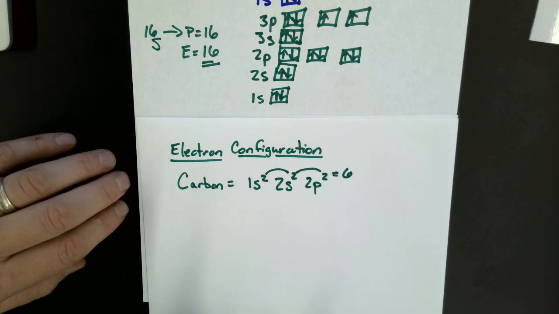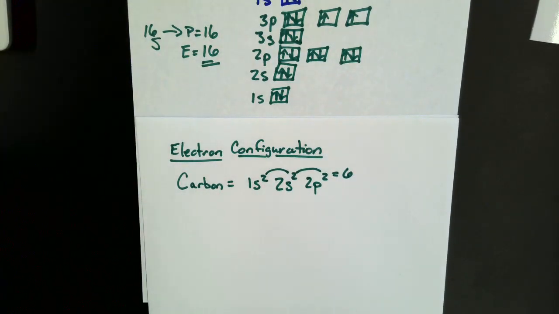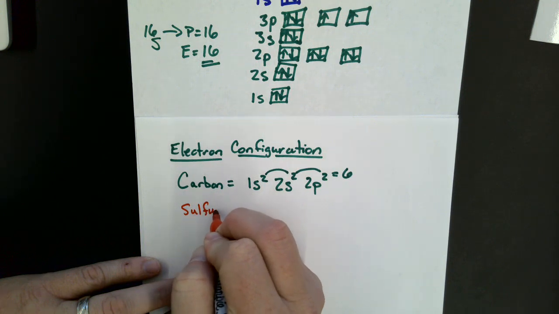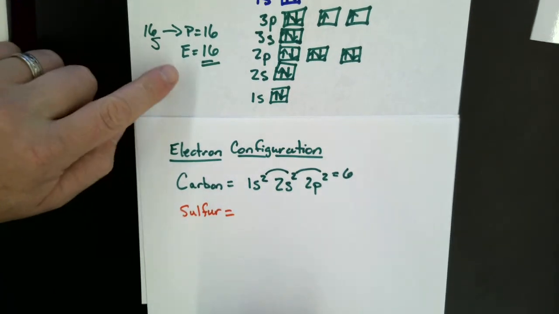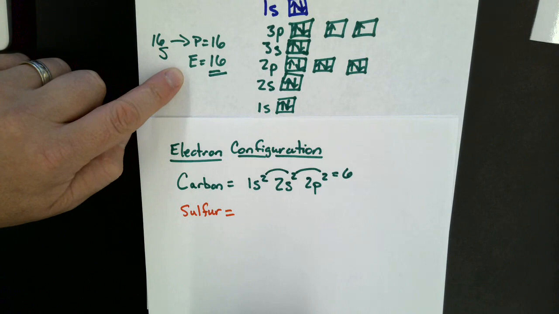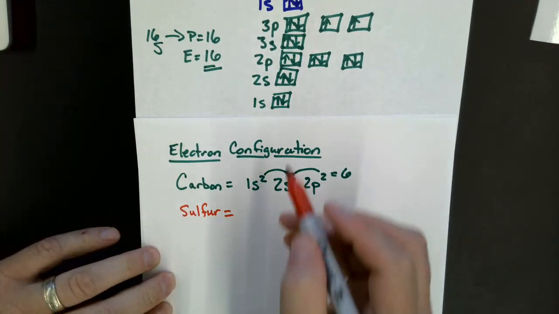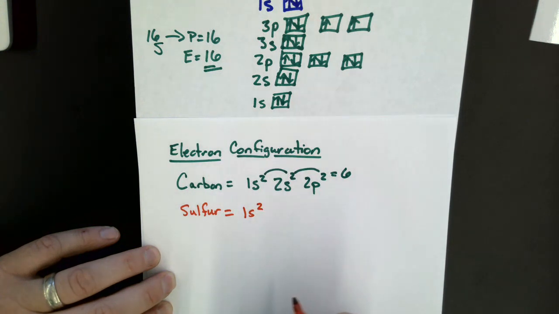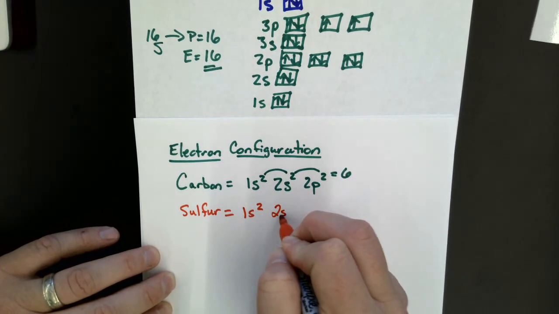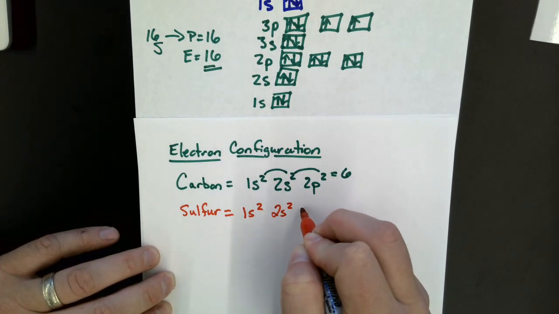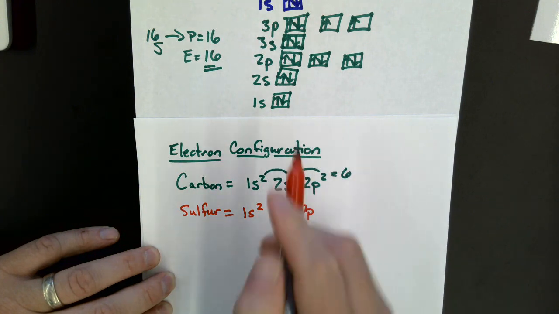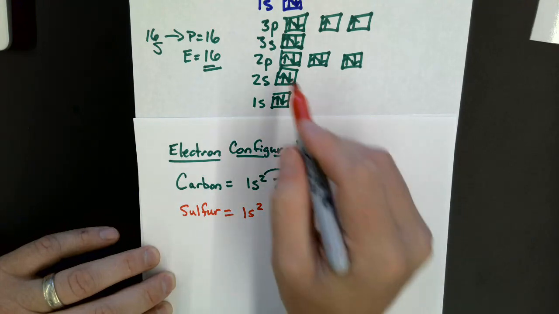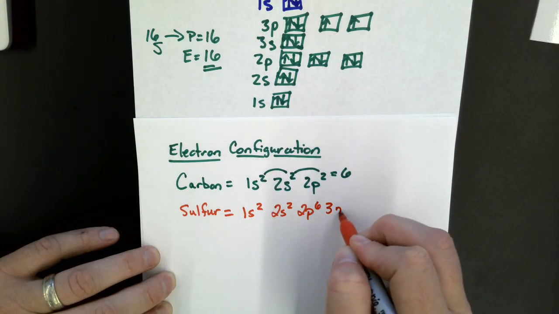So if we slide this up here, for sulfur, again, we had a total of 16 electrons, but we're going to take a look at what we filled out. We always start at the lowest level: 1s2, 2s2, 2p. Now this time we did 1, 2, 3, 4, 5, 6. We went up to 3s.